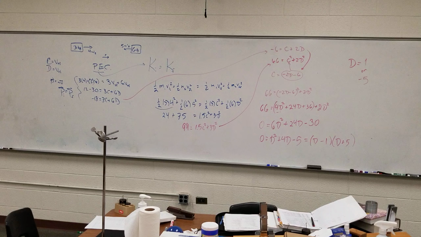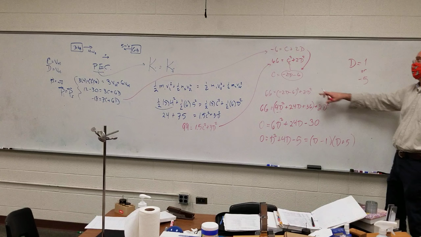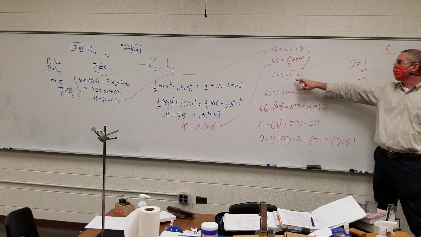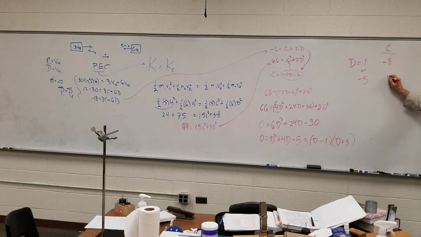Now, if that's the value of D, then I have a formula right here for C. If I plug in 1 for D here, negative 8. This is meters per second. If I plug in negative 5, you get 4. So my answer is either this or this. Do we know based on the direction that we know it's going in? How do we figure out which one it is?